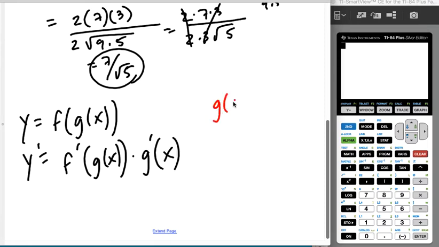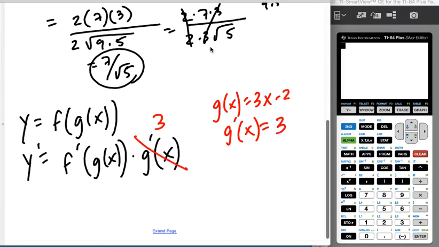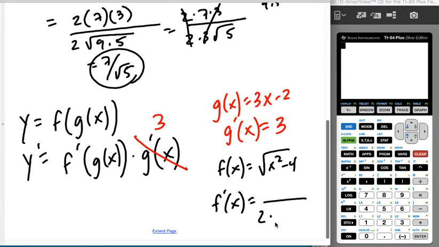So g of x is 3x minus 2, which means g prime of x is a 3. Right? So you can literally replace this thing with a 3 all the time, right? F of x is this thing. So f prime of x is 2 root the thing on the bottom and then the derivative of the inside of the root on the top. So you could cancel the 2's and just get an x over that square root.